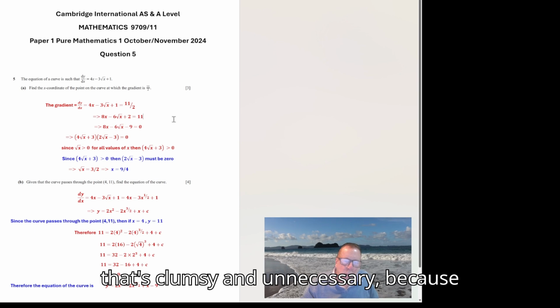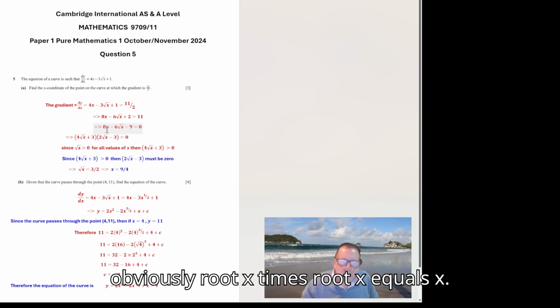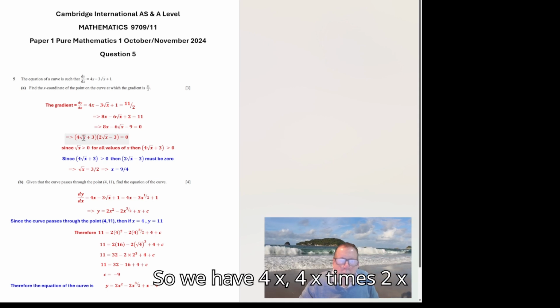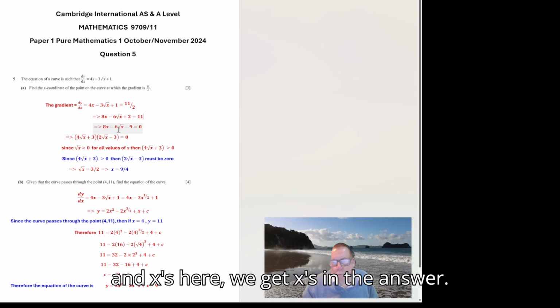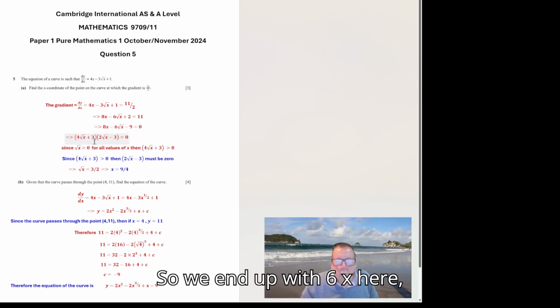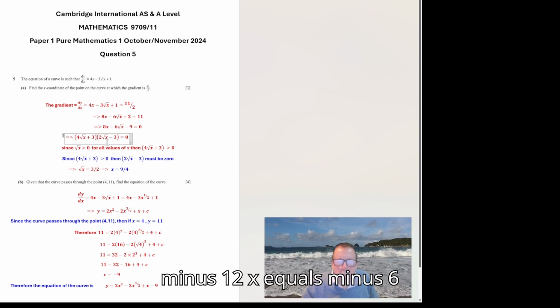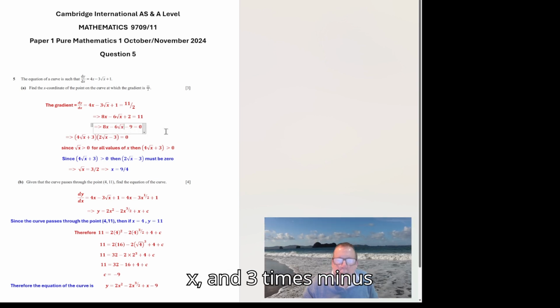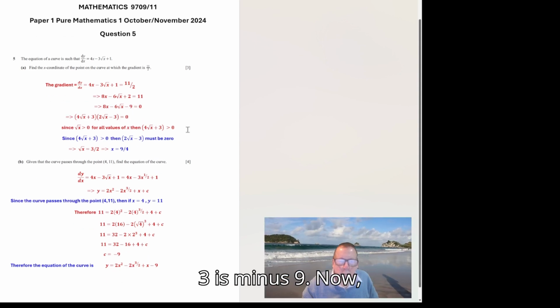I think that's clumsy and unnecessary because obviously root x times root x equals x. So we have 4 root x times 2 root x is 8x. And if we multiply root x's here and root x's here, we get root x's in the answer. So we end up with 6 root x here minus 12 root x equals minus 6 root x. And 3 times minus 3 is minus 9.